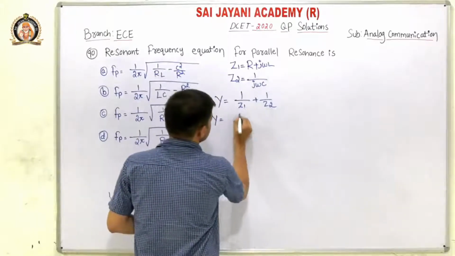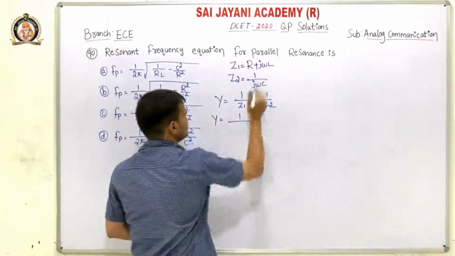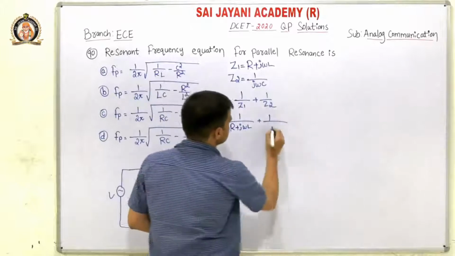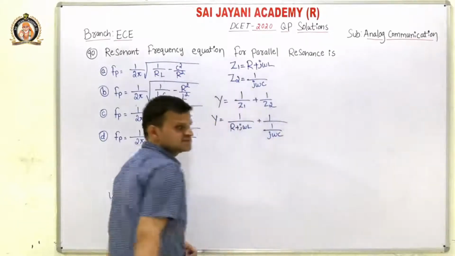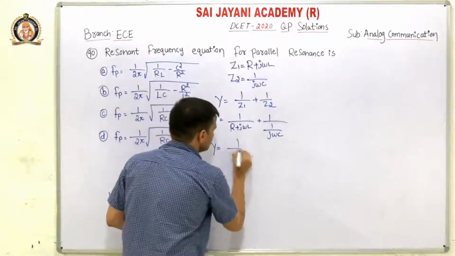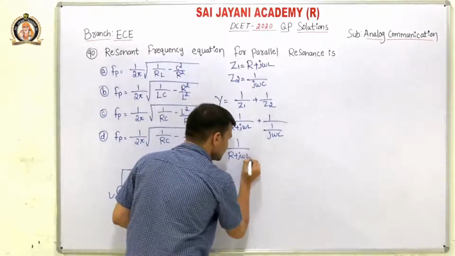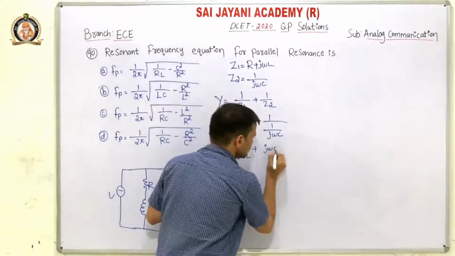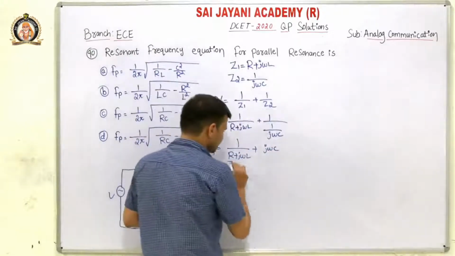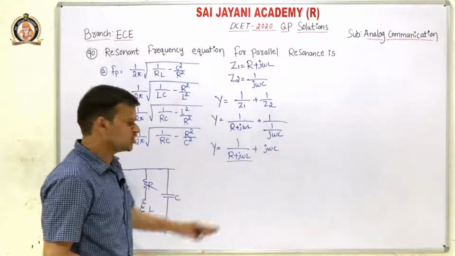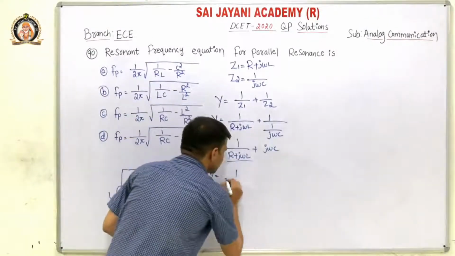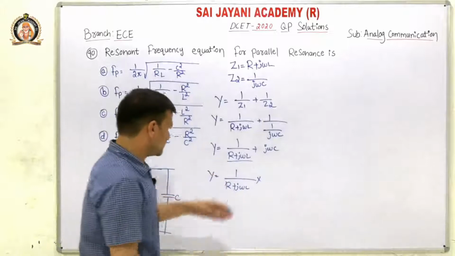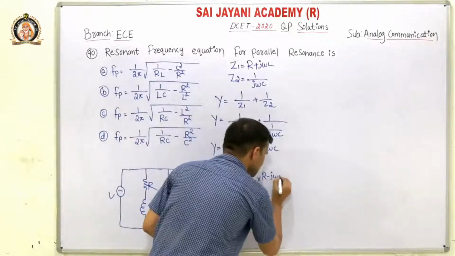So Y is equal to 1 divided by Z1 plus 1 divided by Z2. The Z1 expression is R plus j omega L. The Z2 expression is 1 divided by j omega C. Okay, then Y is equal to 1 divided by (R plus j omega L), and here j omega C comes to the numerator, so it becomes j omega C. Now we are trying to eliminate the j term in the denominator, so we will multiply both the numerator and the denominator by R minus j omega L.